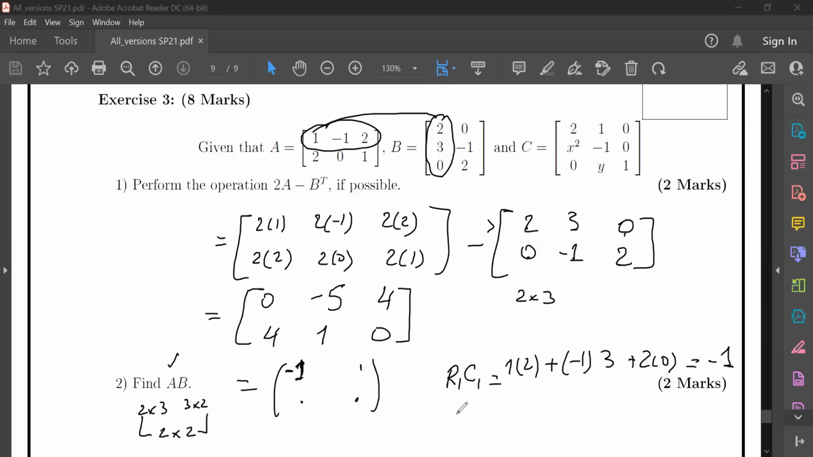And here, of course, you have to write the details. So row 1, column 2. Instead of column 1, we take column 2 and we do the same. So 1 times 0, negative 1 times negative 1, 2 times 2, this gives 5.